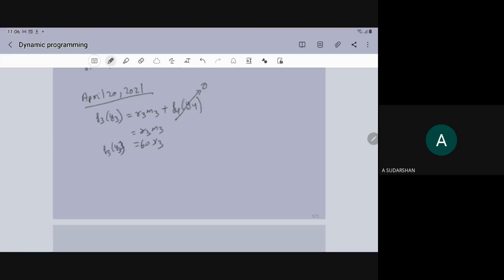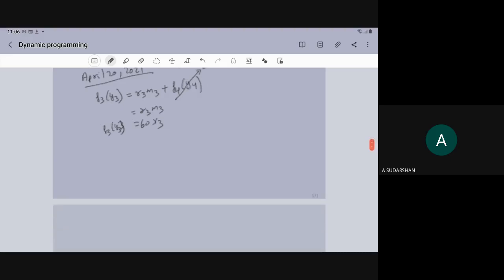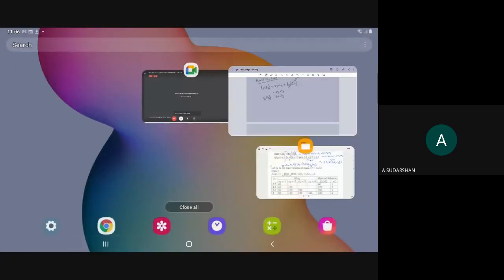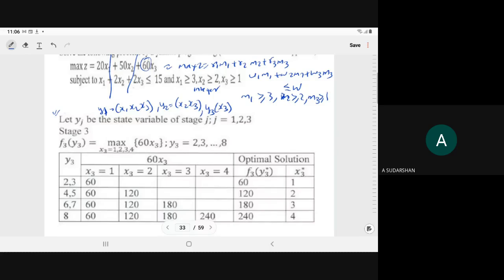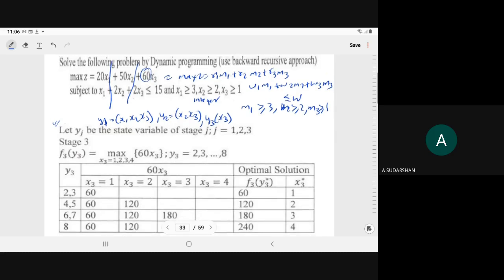Now, what is the feasible range for X3? The feasible range for X3 is very important in this question. Knowingly, I have chosen this question. So please listen carefully to how we write the range, meaning the feasibility condition, for Y3 and X3. Here, what is the given condition? It is given that X1 should be greater than or equal to 3, X2 should be greater than or equal to 2, X3 should be greater than or equal to 1.